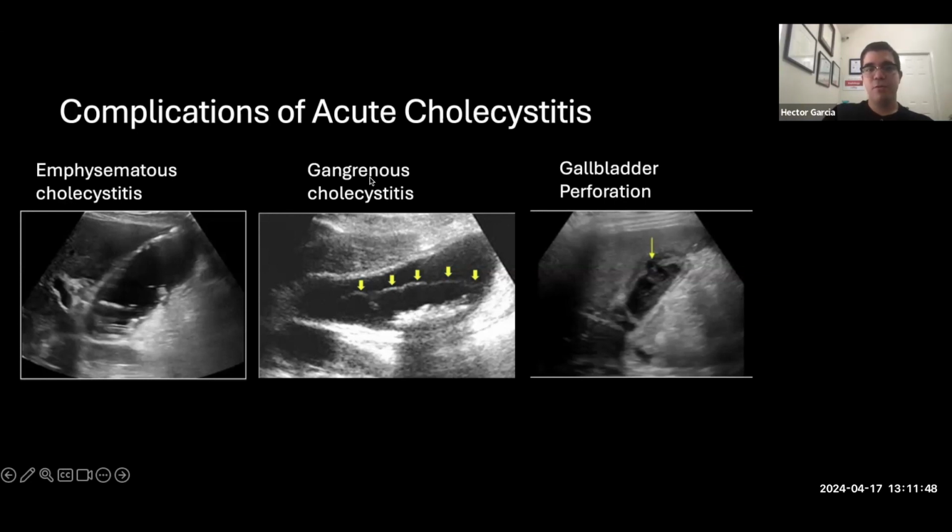Then the other complication of acute cholecystitis is gangrenous cholecystitis, which means necrosis of the gallbladder, and it produces layering or sloughing of the membranes of the gallbladder, as we can see here with this yellow arrow. Then in the third one, another complication could be gallbladder perforation, which is a focal perforation or discontinuation of the gallbladder wall, as we can see in this arrow. And all of these are surgical emergencies.